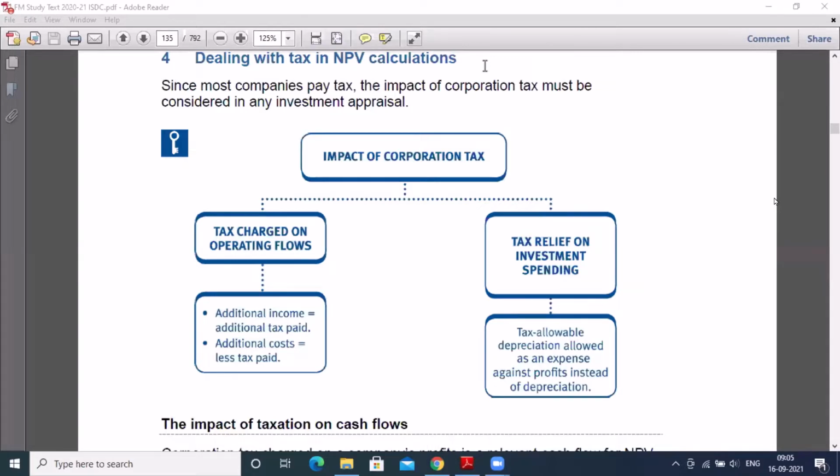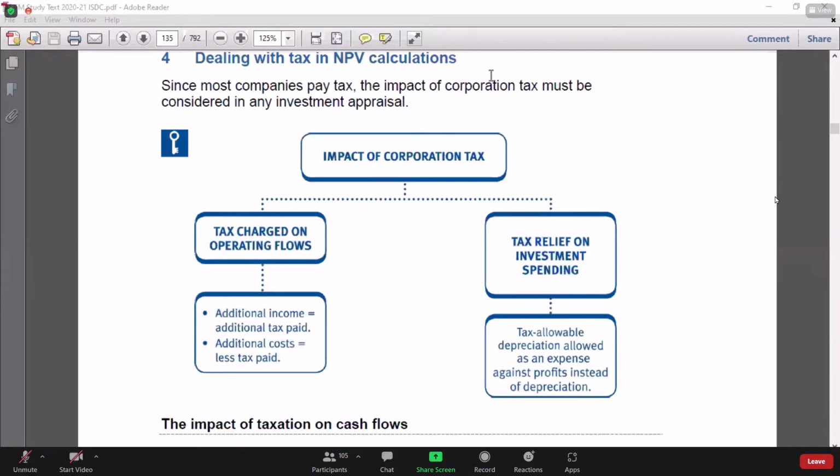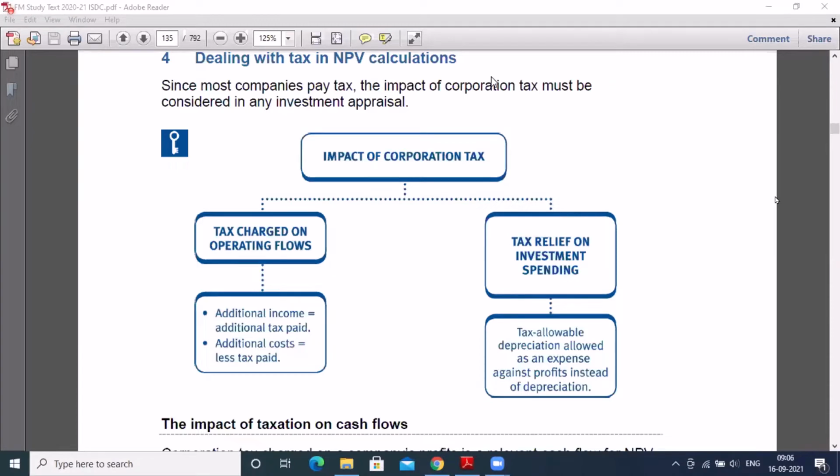And additional cost: suppose a company incurs additional cost, then definitely they will be paying less tax, because how do we get the taxable profit? From the income, we deduct the expenses. We deduct certain allowable expenses and on whatever amount is left we pay the tax. So in simple terms, if a company incurs extra cost, there is a possibility of paying less tax. Just remember, additional income yields additional tax, and additional cost yields less tax. This is about the tax charged on the operating flows.